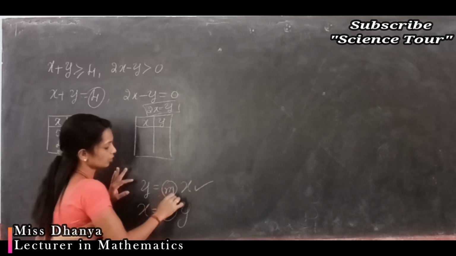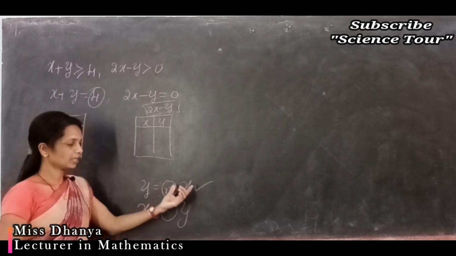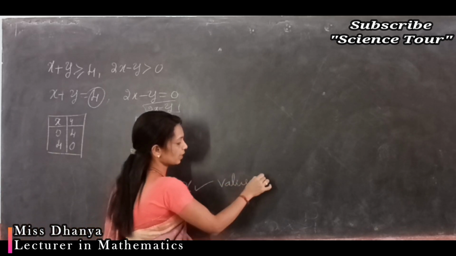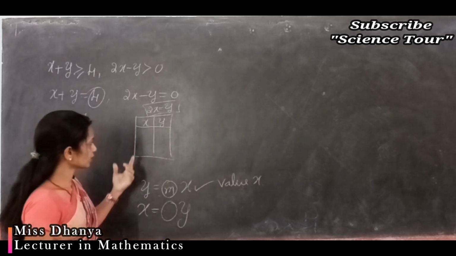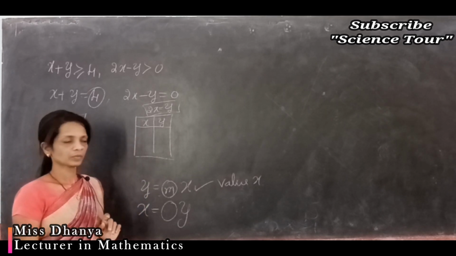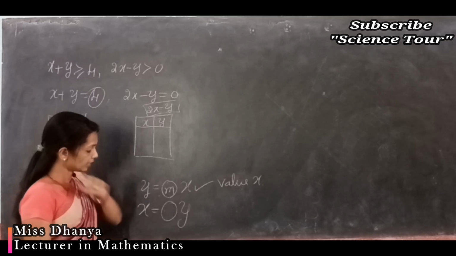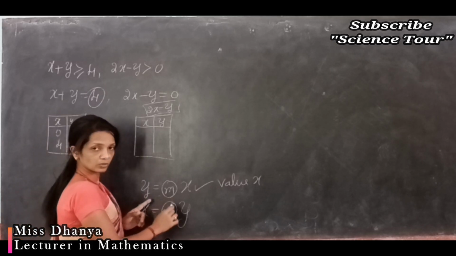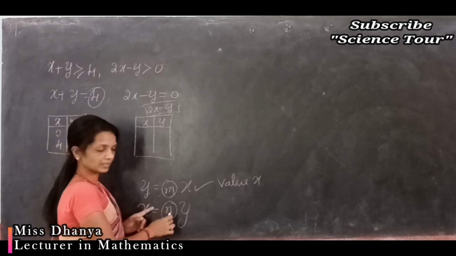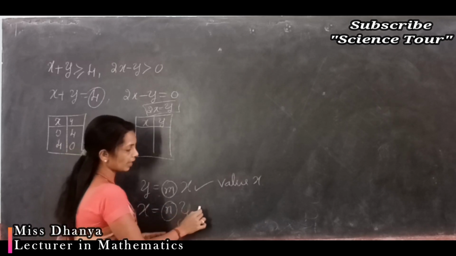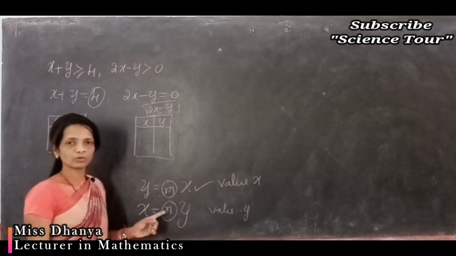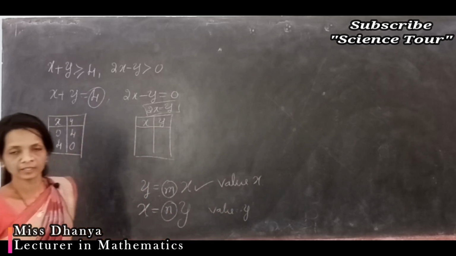If you get y is equal to some number into x form, then you give a value for x and find the corresponding value of y, then you mark those 2 points in the Cartesian plane. And suppose you get x equal to something in y, for example x equal to some number n into y, then you give a value for y and get the value of x. So like that you do.